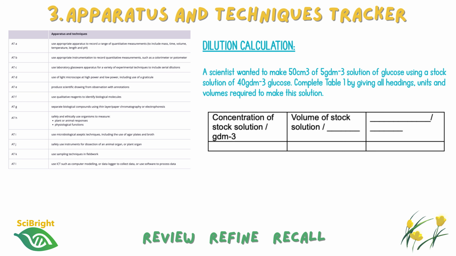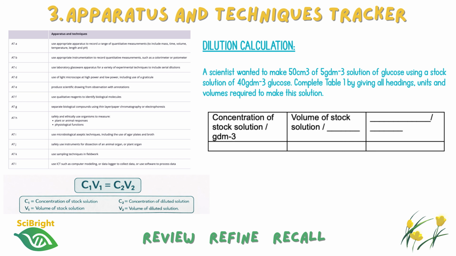Here is an example. And the question is, a scientist wanted to make 50 cm³ of 5 grams per dm³ solution of glucose using a stock solution of 40 grams per dm³ glucose. Complete table 1 by giving all headings, units and volumes required to make this solution.